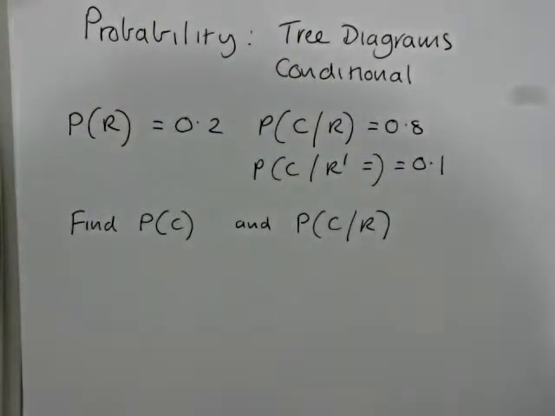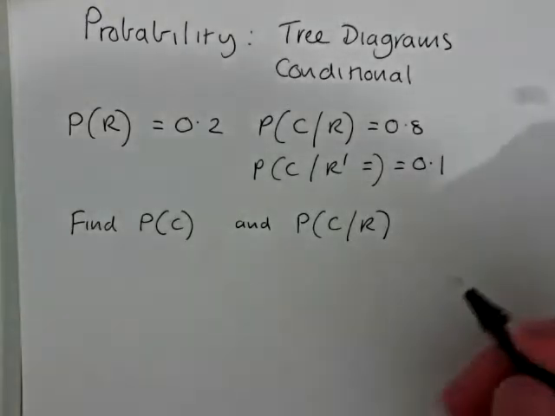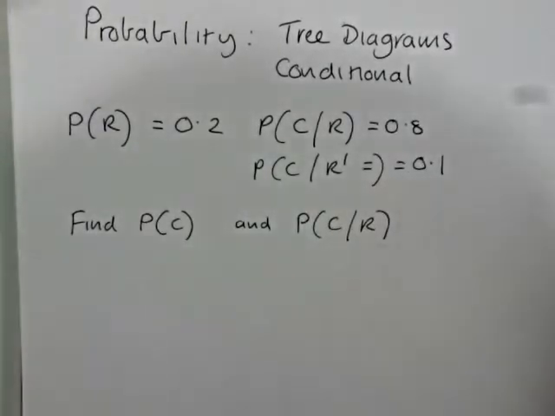So in this question we're going to look at probability, and we'll look at tree diagrams where there's a condition on the second event occurring. So the second event, wearing a coat, depends on whether it rains or not. What we've been told: the probability that it rains is 0.2. The probability that we wear a coat given that it's raining is 0.8. And the probability we wear a coat given that it is not raining is 0.1.